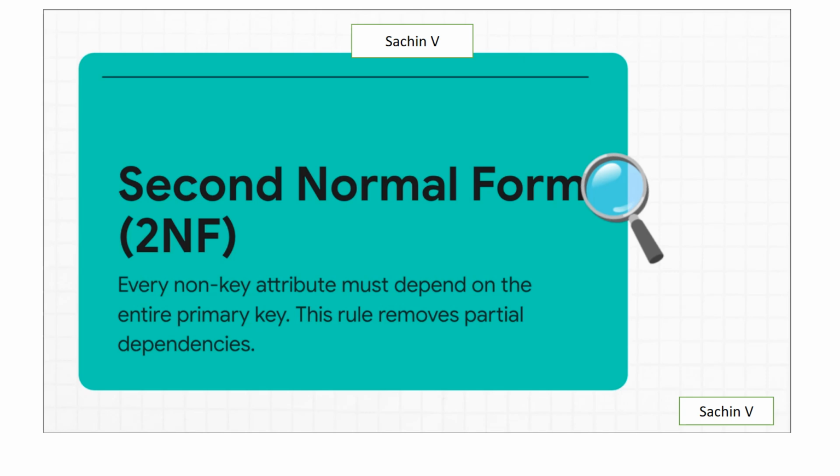This is all about getting rid of what we call partial dependencies. It sounds technical, but the idea is that every piece of info in a row should be about the entire unique identifier for that row, not just a part of it. If a subject's credit value only depends on the subject and not the student taking it, 2NF says that credit info doesn't belong in the student table. It belongs in its own separate subjects table.